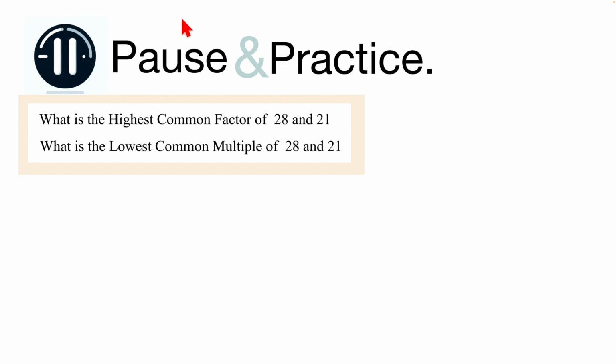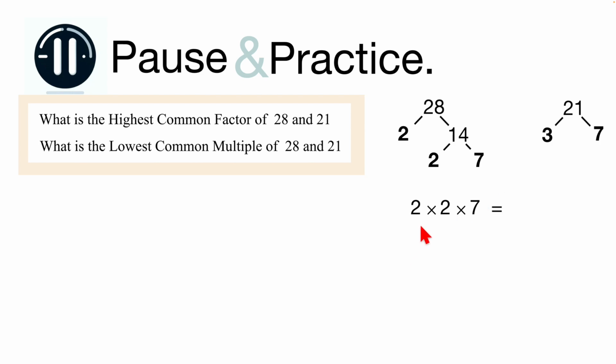Here are the answers. 28, well, we'll just divide by 2. 14 divide by 2, 2 and 7. And 21, 3 and 7. So let's just check that. 2 times 2 times 7 equals 28. 3 times 7 equals 21. Now we're looking for the highest common factor and the lowest common multiple.